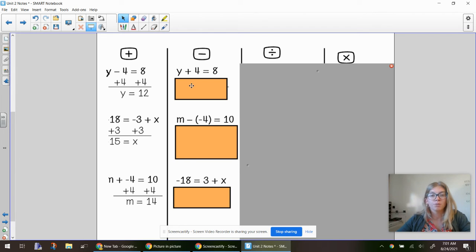Well, y plus 4, we're going to subtract 4 to undo this positive 4. 4 minus 4 is 0. 8 minus 4 is 4, so y equals 4.